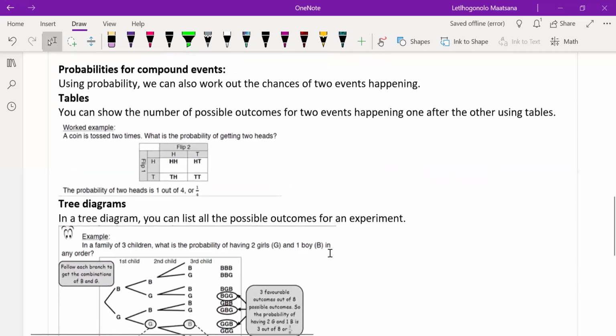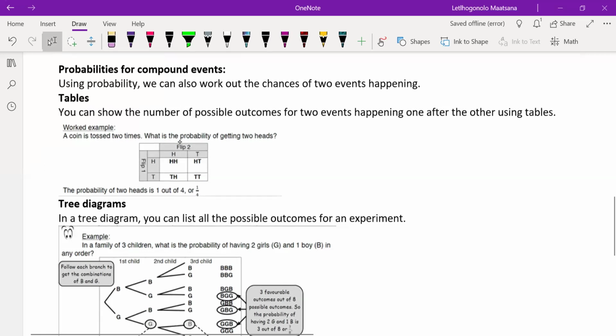Sometimes we have to work with compound events. In compound events, we can use a table. You can show the number of possible outcomes for two events happening one after the other using the table. So here it says a coin is tossed 2 times. What is the probability of getting 2 heads? So this is the first flip, and that is the second flip.